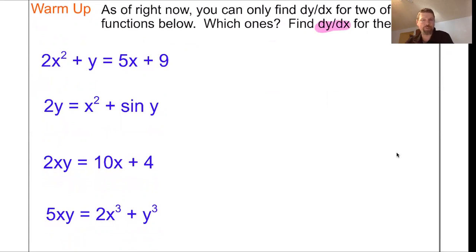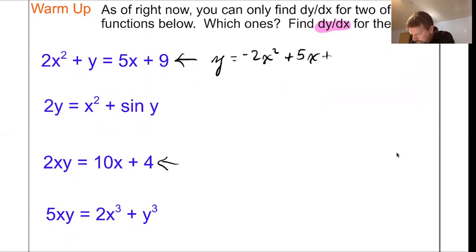If you want to try on your own, go ahead, pause the movie, and see if you can figure out which 2 we could find dy/dx for. All right, the answer would be this one and this one. The reason we can find dy/dx for those ones is we can get y by itself. For this one on top, we can rewrite that as y equals negative 2x squared plus 5x plus 9. Just moving that 2x over to the right, and then y prime is pretty easy. It'd be negative 4x plus 5.